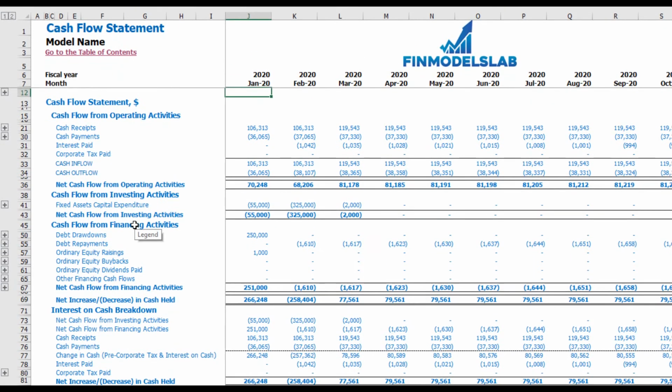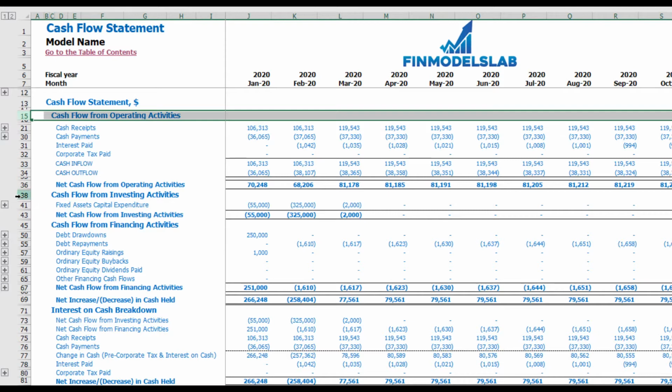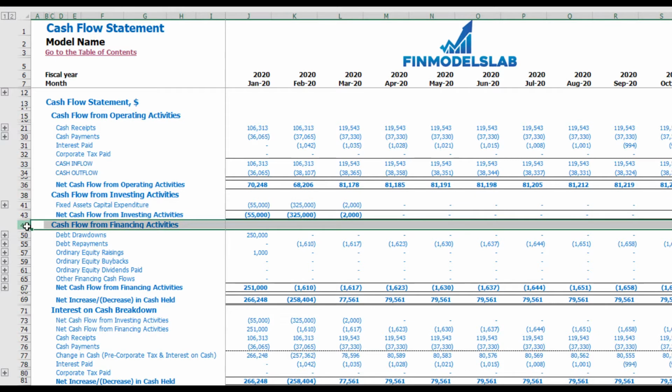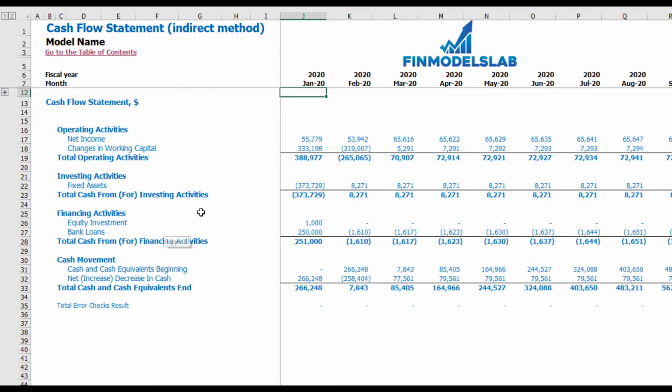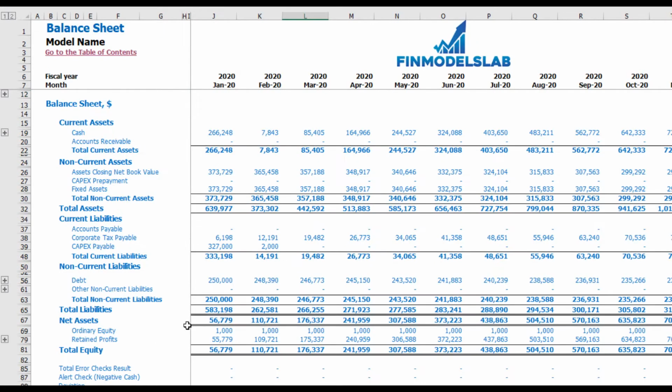On the cash flow tab, you may see the breakdown of your cash flow by operating activities, investing activities, and financing activities. On the cash flow statement indirect method, you may see the same operating, investing, and financing activities, but in a more collapsed form. On the balance sheet, you may see the current assets, which include cash and accounts receivable, all the non-current assets components, total liabilities broken down by current liabilities and non-current liabilities, and your equity.